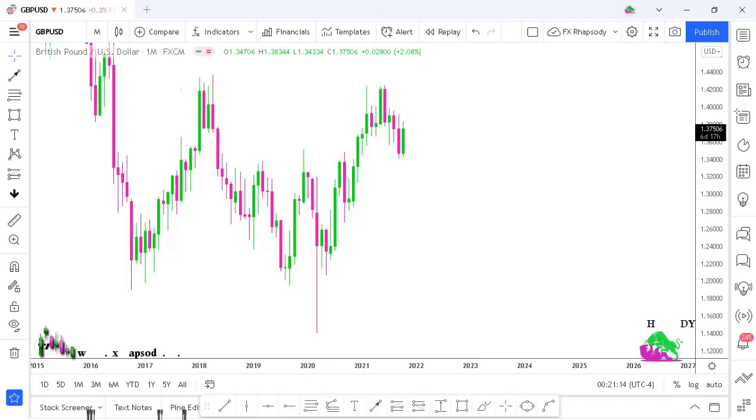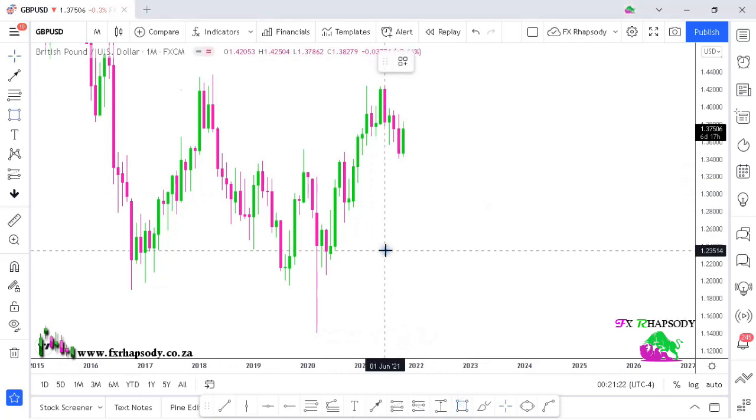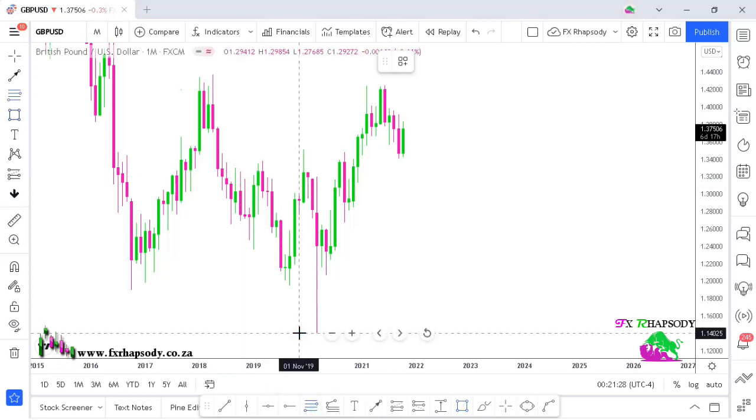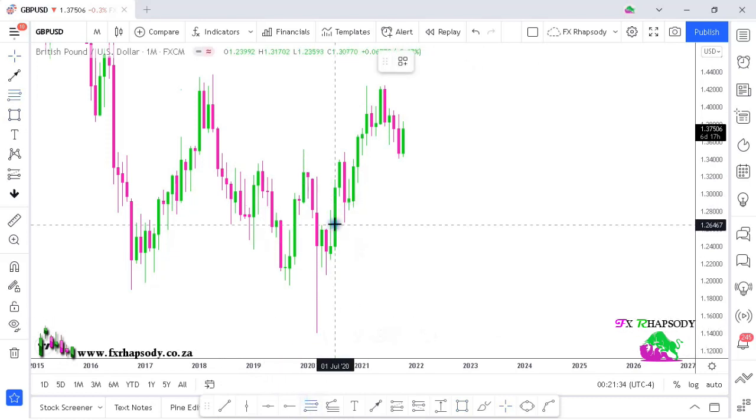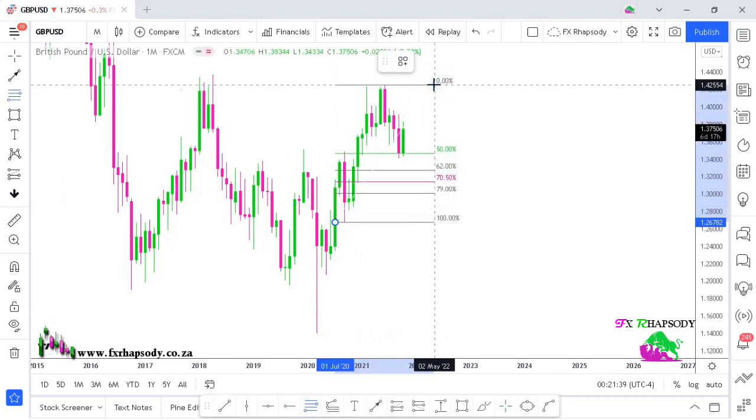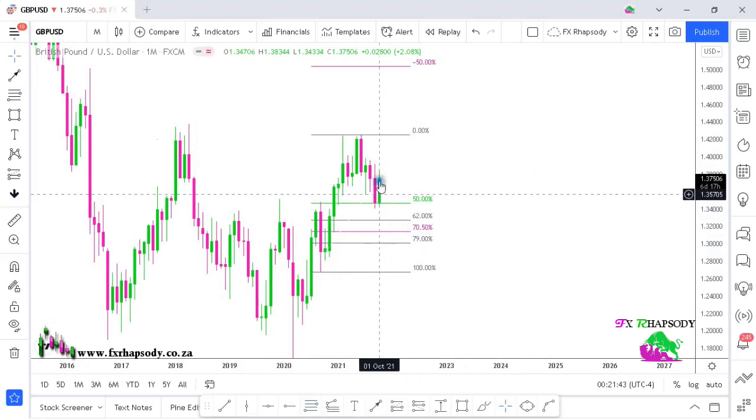So let's start off with the British pound, US dollar. Now on a monthly time frame, you can see this key area over here. I just wanted to wait before we look at that key area. Let's look at this Fibonacci. Wrong one, sorry. There we go. So we take the Fibonacci from this low swing to that high. You can see that currently the British pound is tapping on that 50%.